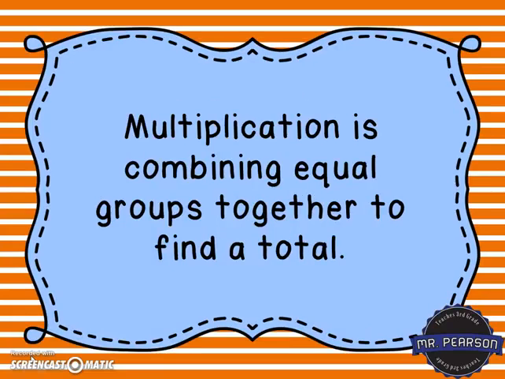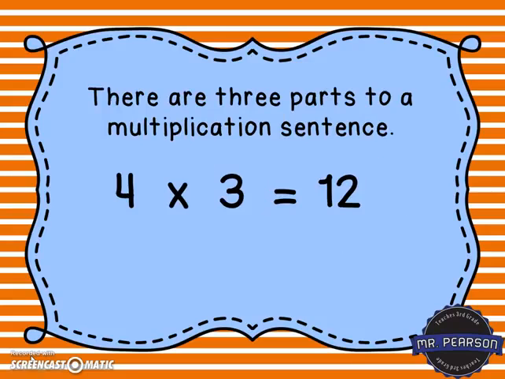Multiplication is combining equal groups together to find a total. So what we'll do is we'll take the groups that have the same number in them. We will combine them together to find out how many we have all together.